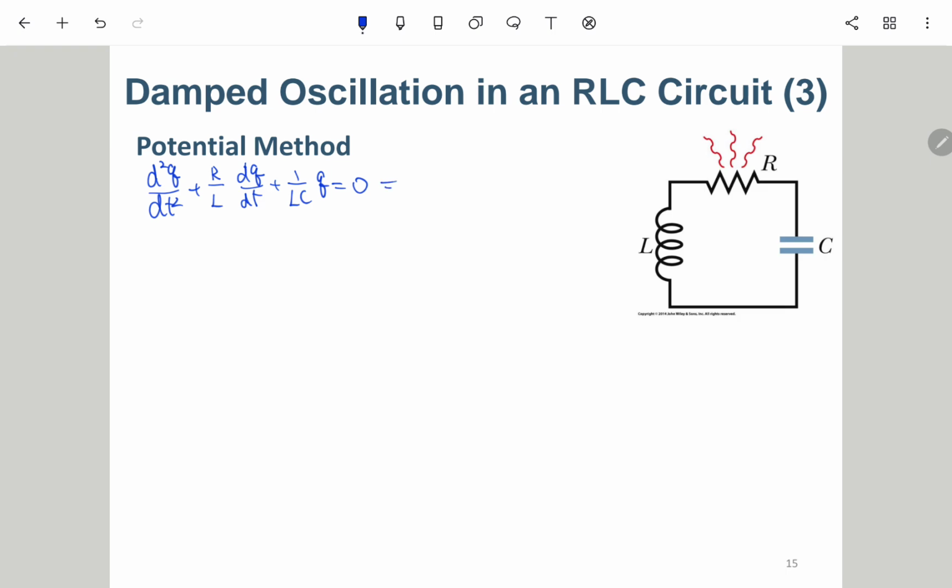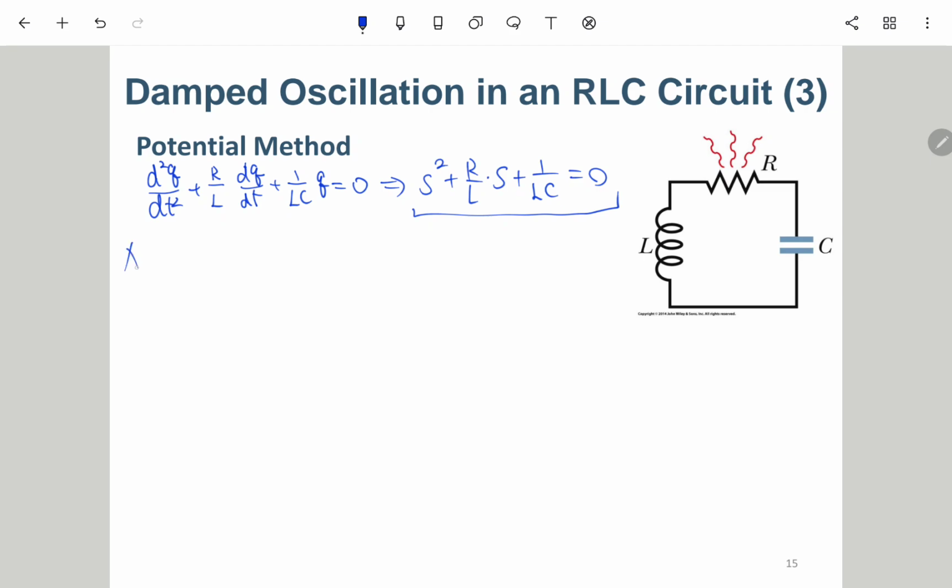For the first step, we change the second derivative to s squared and then R over L, the first derivative becomes s, and finally the original function becomes 1. Like this, it becomes a second order constant coefficient algebraic equation. In this case, as we have learned in high school, we have 3 cases.